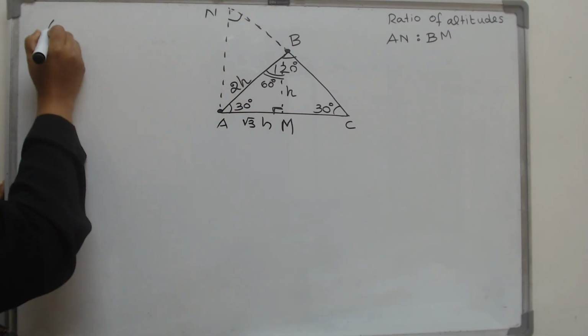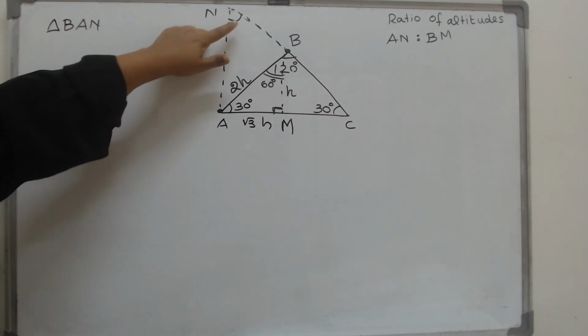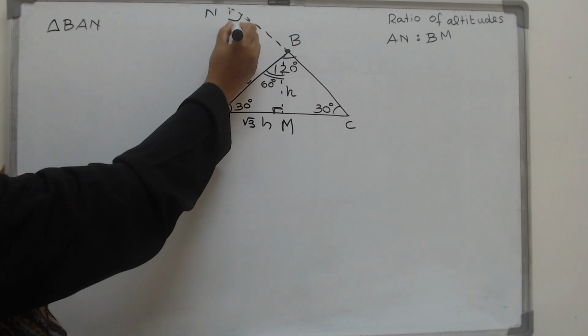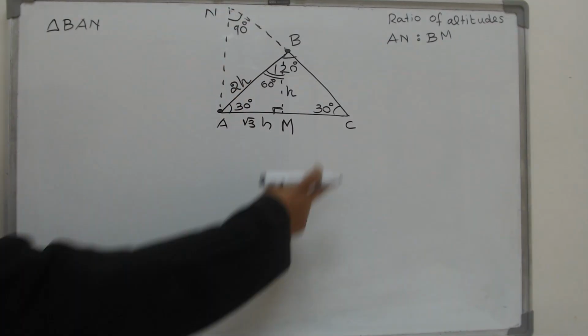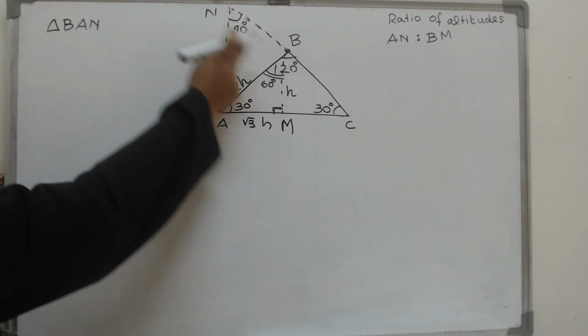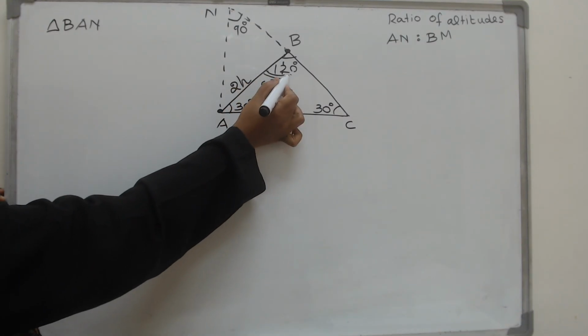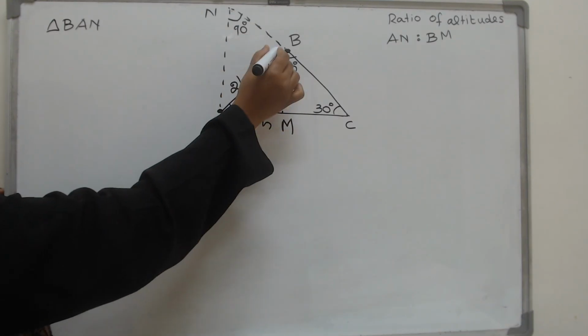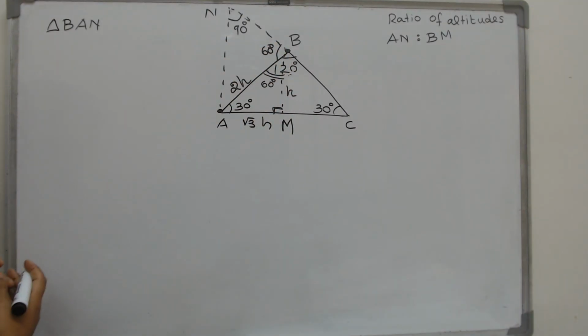Now again, if you consider the triangle BAN, it is again a right angle triangle. It is an altitude, which means here you have a 90 degrees. Now CBN, what you see here is a straight line. That means it makes 180 degrees. Here we already have a 120 degrees. So the angle here should be 60 degrees because it will make a linear pair.